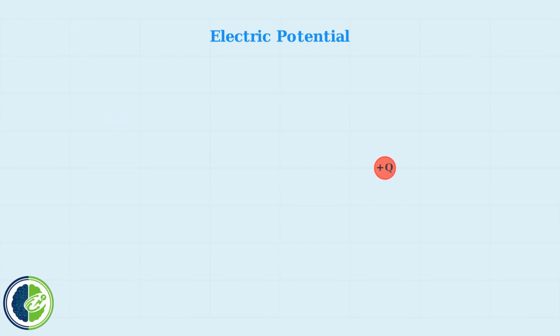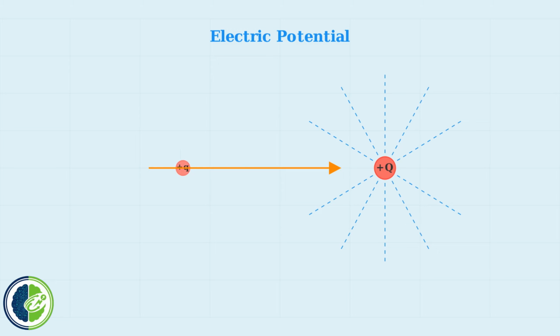To understand this concept, imagine we have a positive source charge Q, creating an electric field around it. The dashed lines represent the electric field, pointing radially outward from the positive charge. Now, if we want to move a small positive test charge q from far away toward the source charge, we must do work against the electric field. The charges repel each other, so external work is required to bring them closer together.